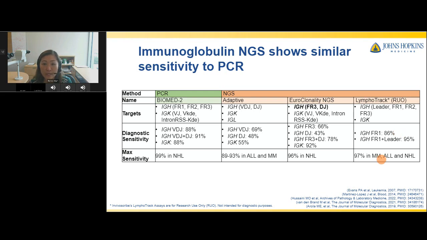So what you should take away from this slide is that no matter the NGS technique, the diagnostic sensitivity is more or less comparable to standard PCR techniques, and that the real power of NGS lies in its ability to not only find a clone, but to find the sequence.